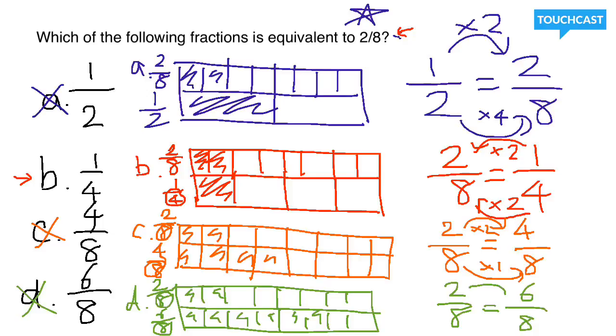So 2 over 8 equals 6 over 8. 2 times what equals 6? Times 3. 8 times what equals 8? Times 1. Do they match? No way. So my answer is B.